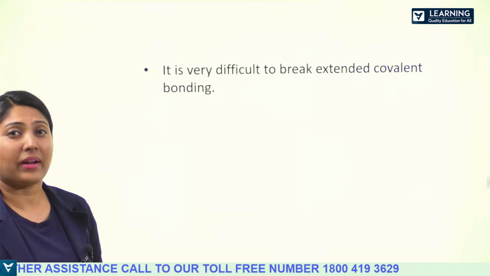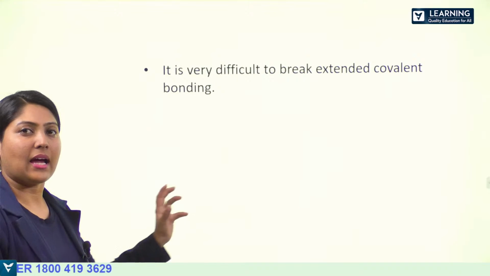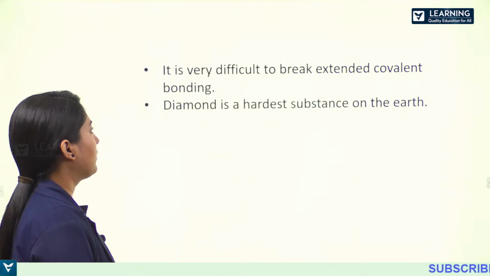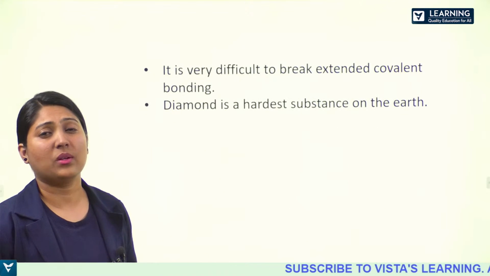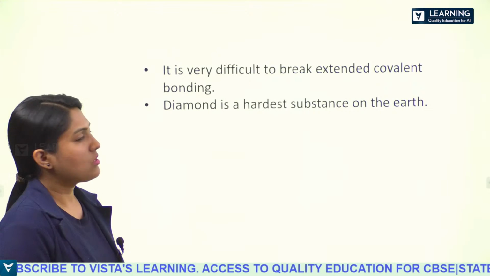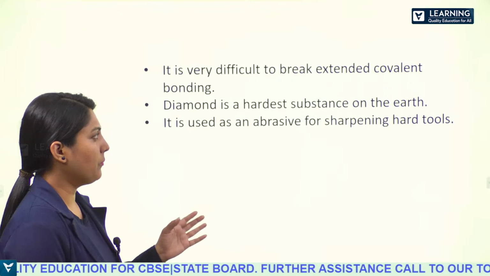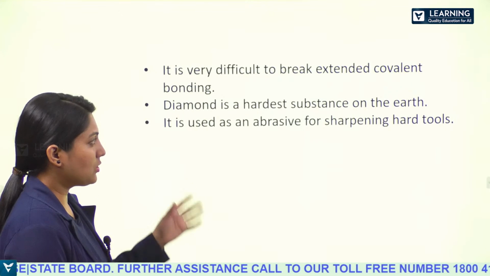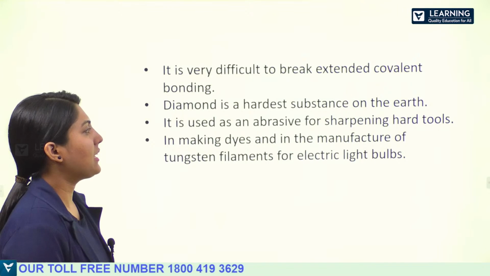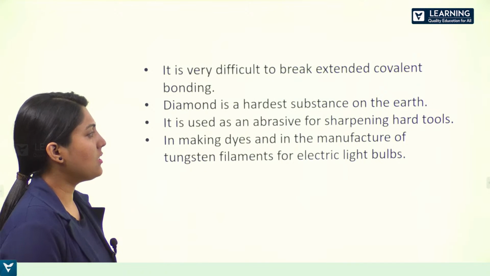So it is very difficult to break extended covalent bonding. You have the covalent bond between diamond carbon atoms, right? So that is not easy to break down. Diamond is the hardest substance. As we know, on earth the diamond cannot be cut with any other substance. It can be cut with only diamond. So such a hard substance is the diamond. It is used as an abrasive for sharpening hard tools. Even for cutting other things we use diamond, as it is the hardest substance. It is used in making dyes and in manufacturing tungsten filaments for electric bulbs.